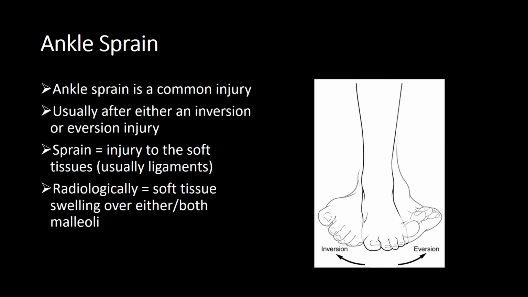Ankle sprain is a really common injury. We see it all the time, and it's usually caused by inversion or eversion. A sprain is classified as an injury to soft tissues, usually the ligaments, and so what you tend to get is real soft tissue swelling over one or both malleoli. And you may actually get a joint effusion as well.